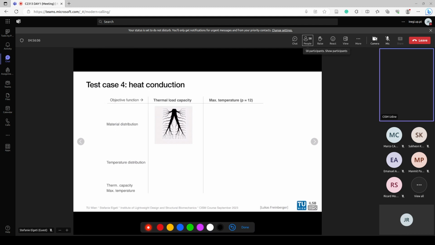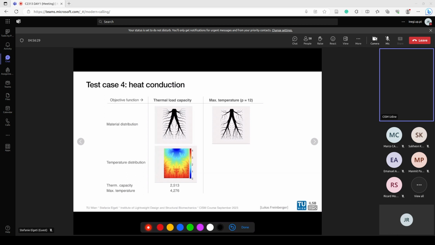So you see, I said it's pretty. This is the material distribution for minimizing with respect to thermal load capacity. And then the temperature distribution within the plate. One can no longer say plate, I guess, within this structure. And then instead, if one minimizes the maximal temperature, here it gets very hard to distinguish. Here are some smaller branches, but overall, it's really quite similar.